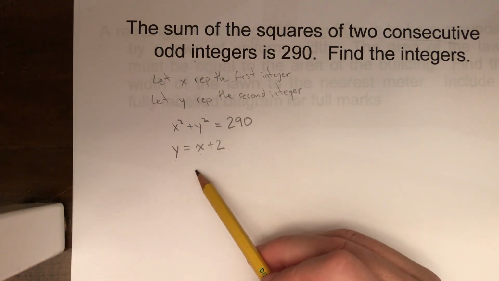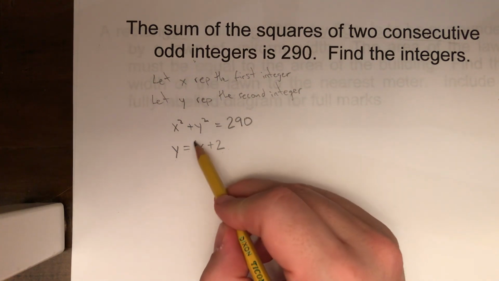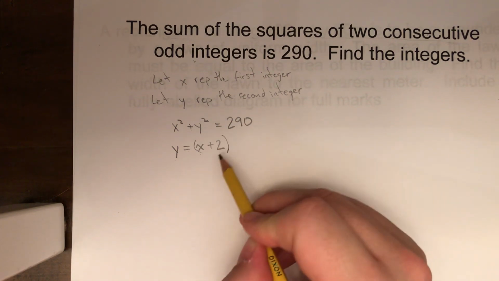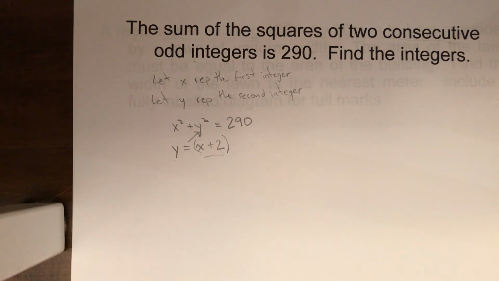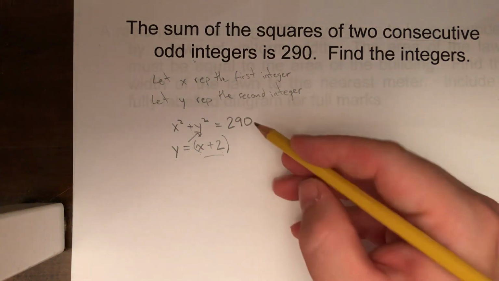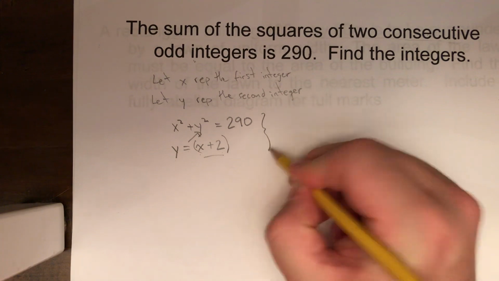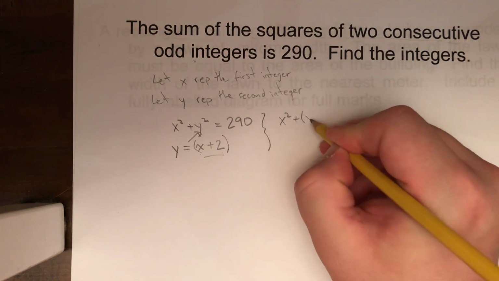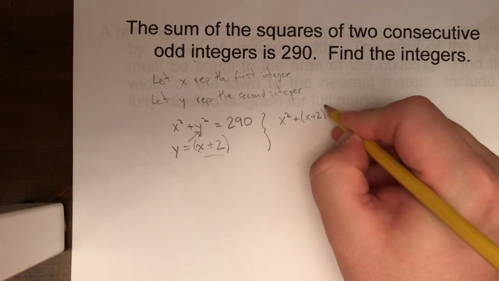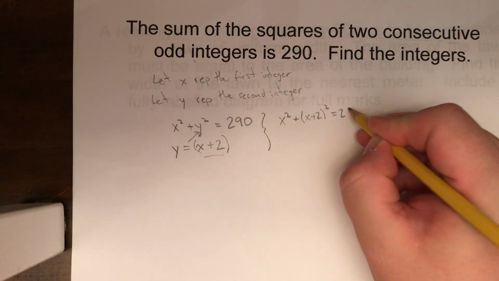It's at this point now that we can solve by substitution, by subbing this in for y into the first equation and solving. This will create a single quadratic equation with only x as our variable. So I'll go ahead and sub that in. So I now will have x squared plus (x plus 2) squared is equal to 290.